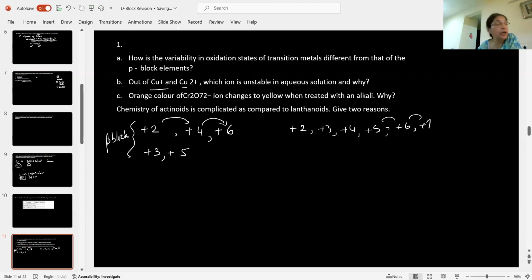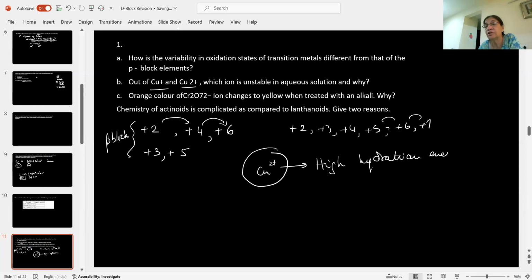Then out of Cu+ and Cu2+, which is unstable in aqueous solution, and why? So Cu2+ is more stable in aqueous solution compared to Cu+ because of higher hydration energy. Once this is formed, the hydration energy of Cu2+ is higher than Cu+. So in aqueous solution, Cu2+ is more stable.